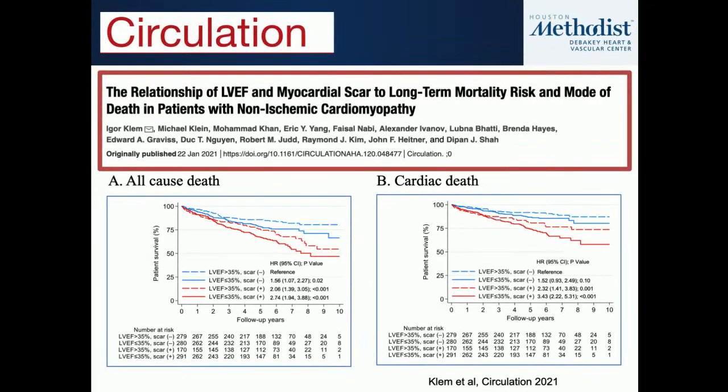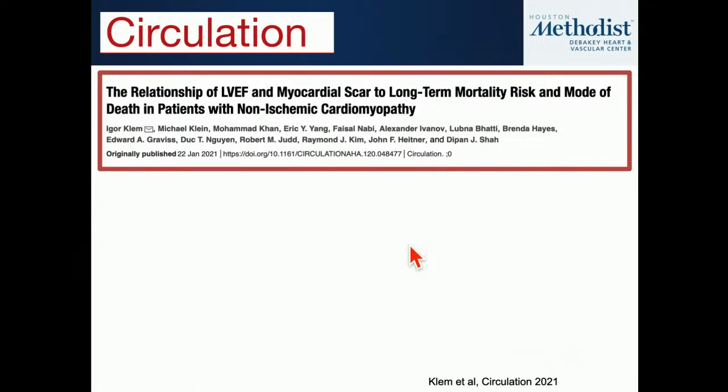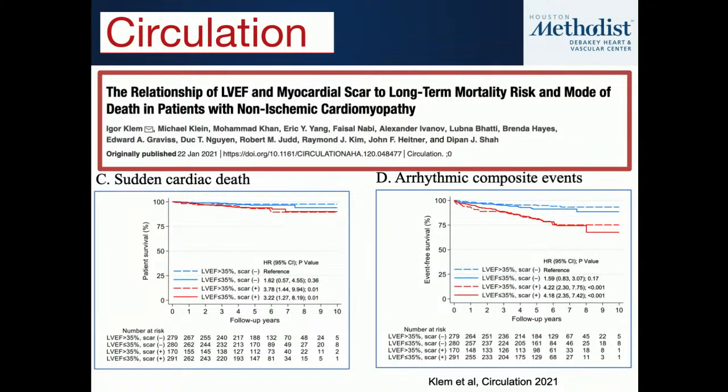And then this was a multi-center series that we were involved in that showed, in fact, that prognosis in these patients with non-ischemic cardiomyopathy is affected both by LV ejection fraction as well as by the presence of scar detected by MRI, and that all-cause death and cardiac death was affected by both. But interestingly, if you look at sudden cardiac death or arrhythmic events, they were primarily associated with scar presence, not with LV ejection fraction.